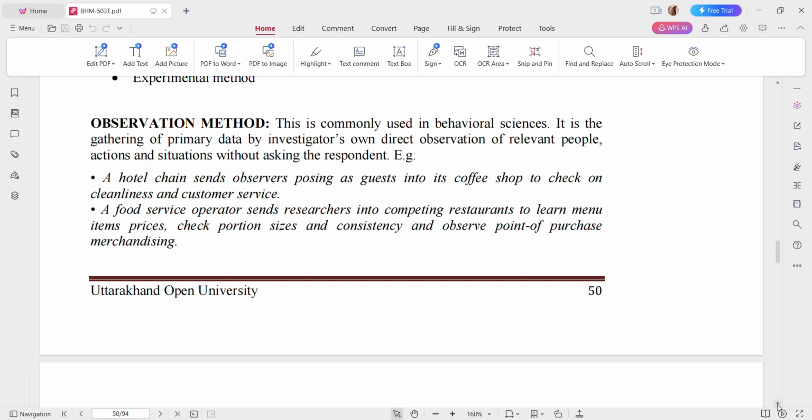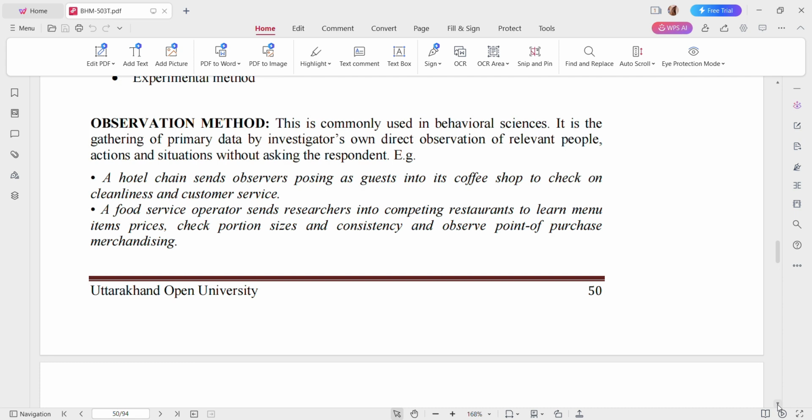Actually, the observation method is very common, and I'm not saying it's limited only to qualitative research, especially if you are conducting a phenomenological research, because from time to time you'll be observing your participants, their reactions, their gestures, because you'll be taking field notes. It is the gathering of primary data by investigators through direct observation of relevant people. An example is a hotel chain that sends observers posing as guests into its coffee shop to check on cleanliness and customer service.